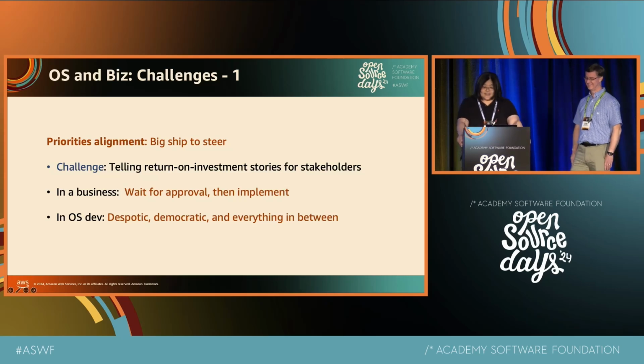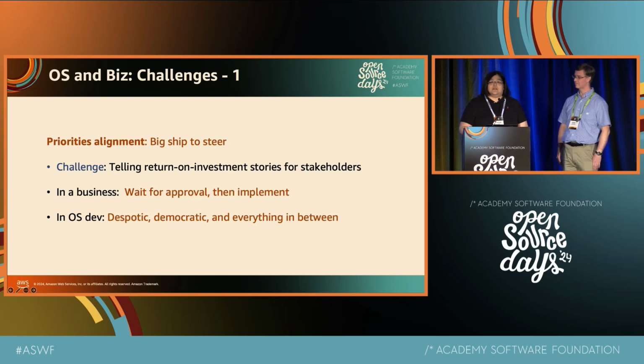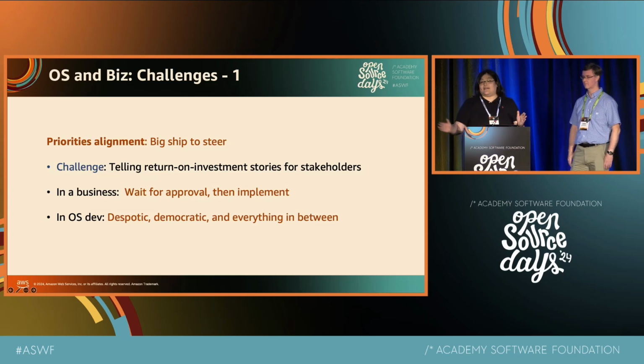I got this, okay. The first challenge that I'd like to describe is probably the first one that comes to mind for a lot of people when they think about doing open source development in a large business. Priorities. And so really this is about telling a good return on investment story with your business stakeholders. The tension here comes from what we found a lot of times is in a business, you prepare a justification for what you're about to do before you can actually go and do it. Otherwise, you get into trouble.